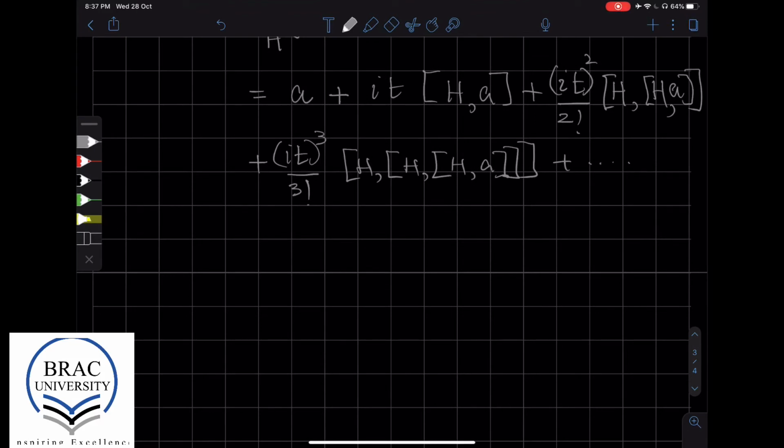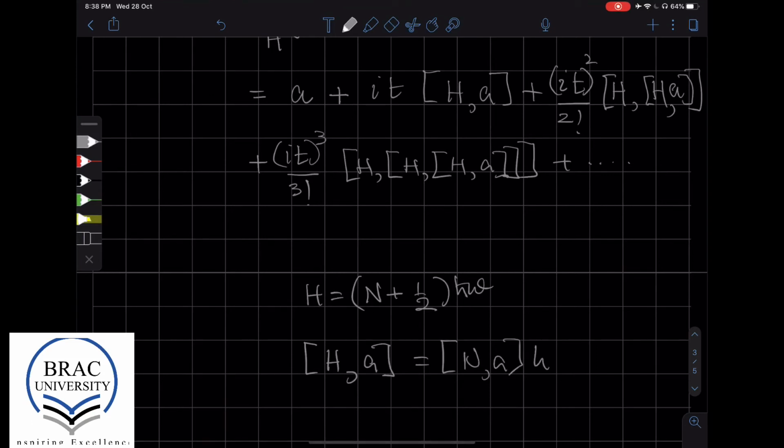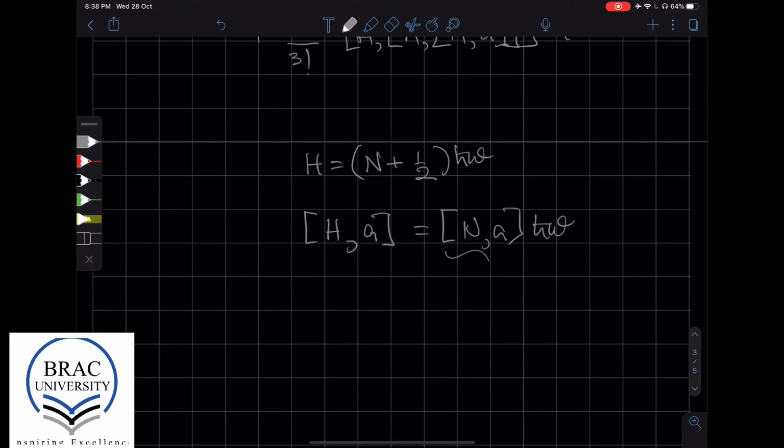But we know that the Hamiltonian is given by the number operator plus half, times h bar omega, and therefore if I take the commutator of the Hamiltonian with a, it just becomes the commutator of the number operator with a times h bar omega. And we know that this commutator is nothing but minus a, so we multiply that by h bar omega. Well, of course, we are taking h bar to be 1, so this is minus a omega.